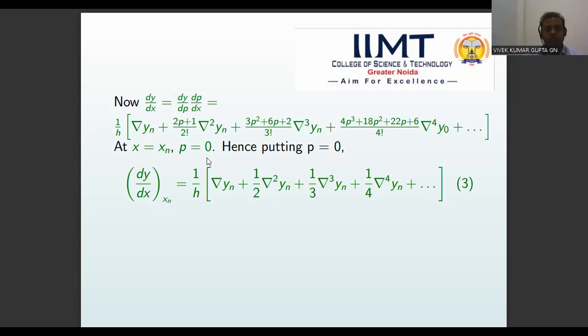So by numerical differentiation, we can find the rate of change at the given data which are given in tabular form.